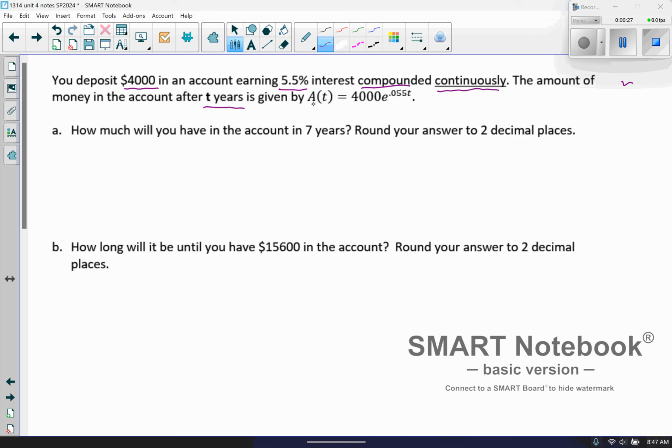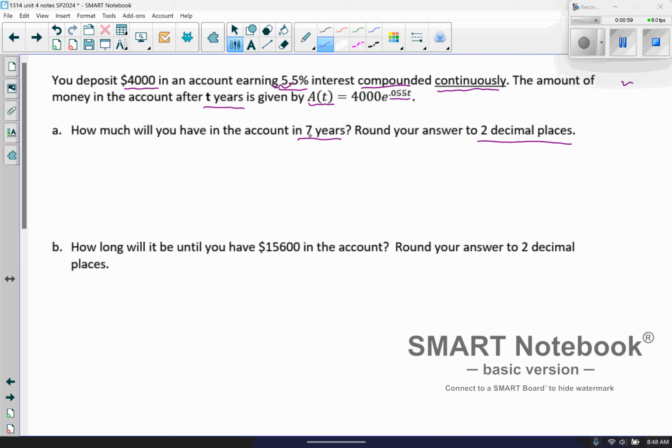So the account balance after a certain amount of time, A of t, is equal to 4,000 times e raised to your rate times time. And you'll notice they did move that two decimal places to the left to put that into decimal format. So using that equation, we're asked how much money will you have in your account in 7 years, rounded to two decimal places. We've already done problems like this back in 4.1. What will be new is when we get to part B. So this shouldn't be too bad.